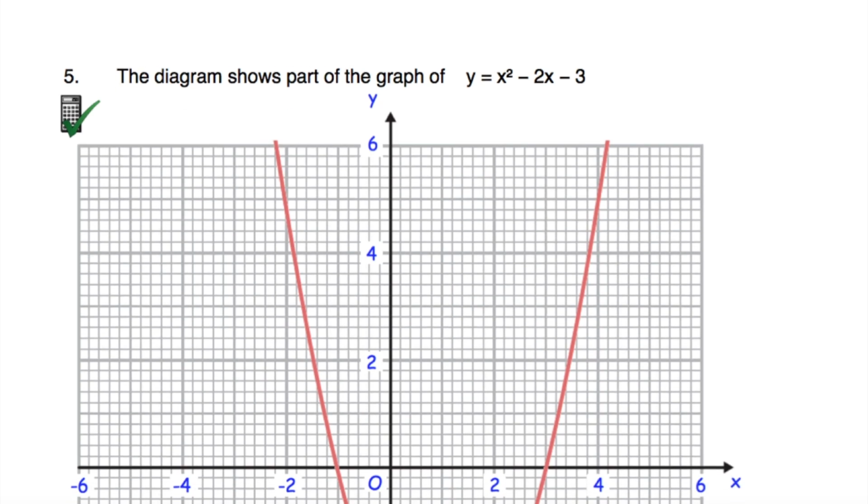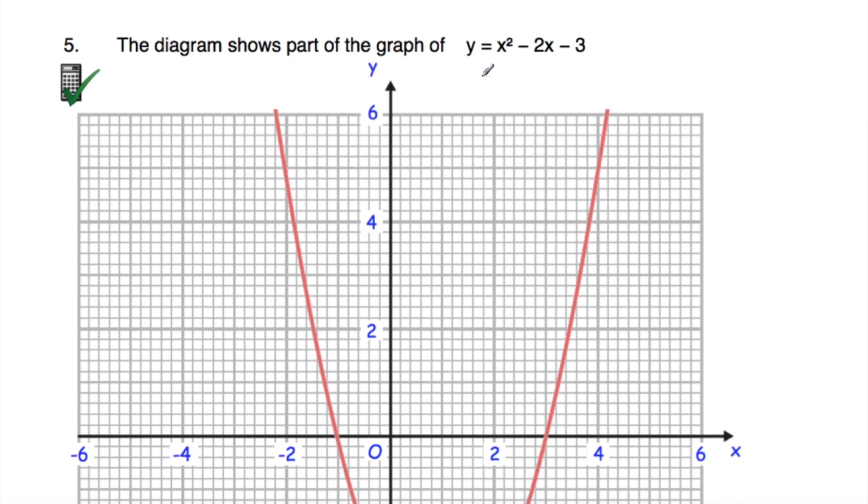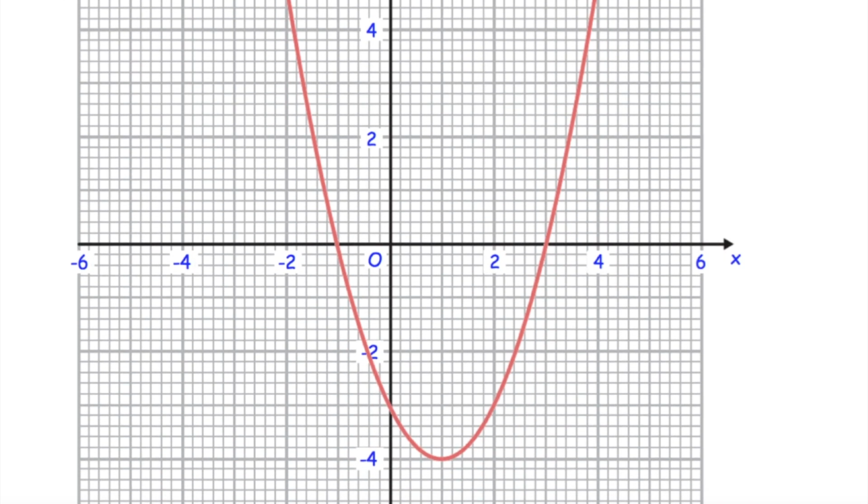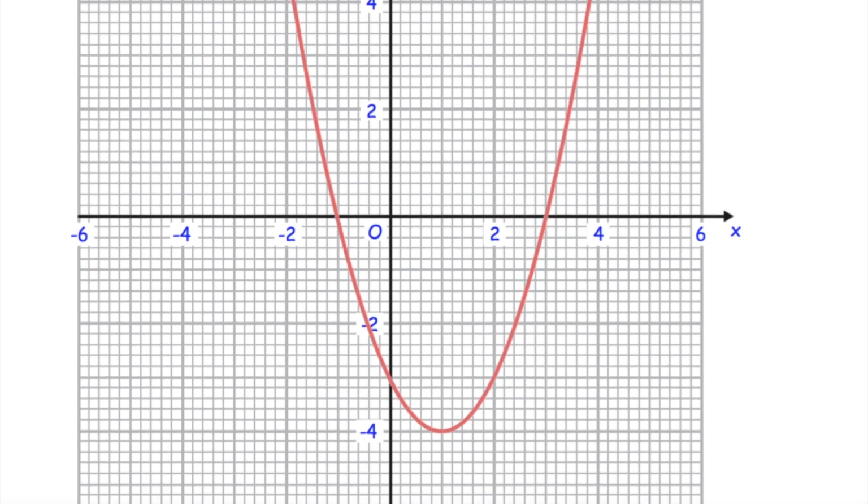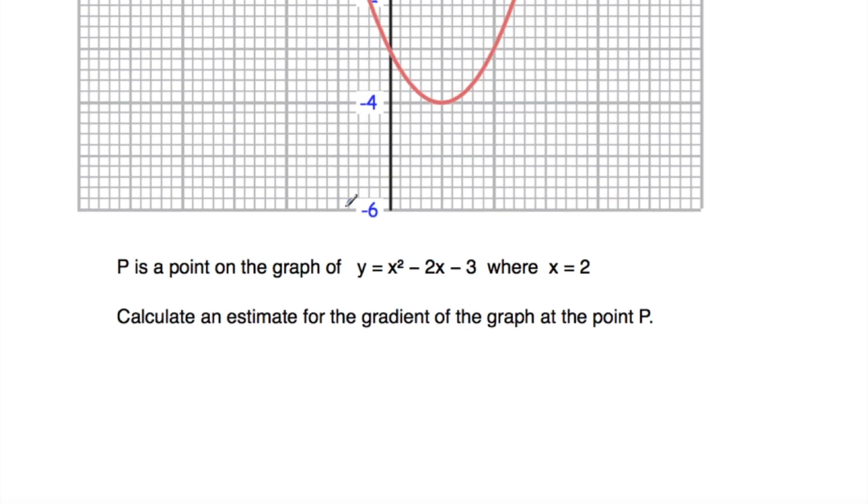Okay, question number 5. We've been given part of the graph of y equals x squared minus 2x minus 3. So we've got this quadratic, this U-shaped parabola. And the question says, P is the point on the graph of y equals x squared minus 2x minus 3, where the x coordinate is 2. And we've been asked to calculate an estimate of the gradient of the graph at the point P.